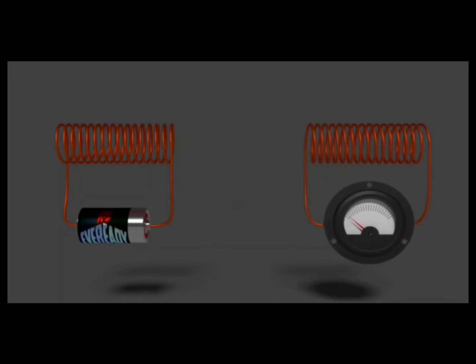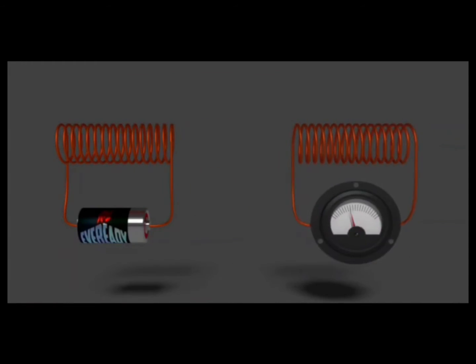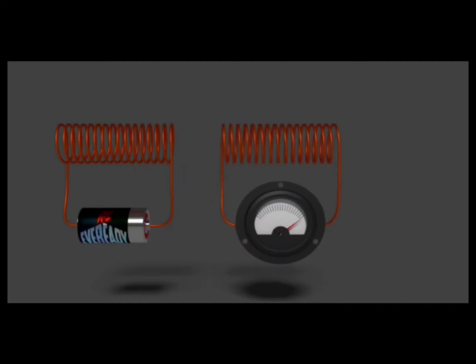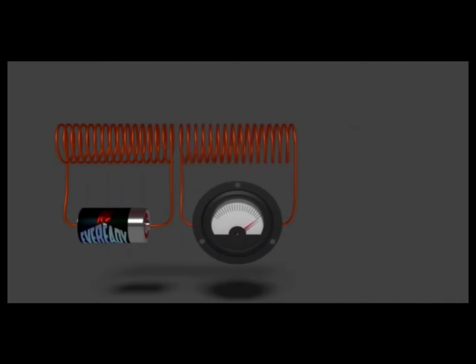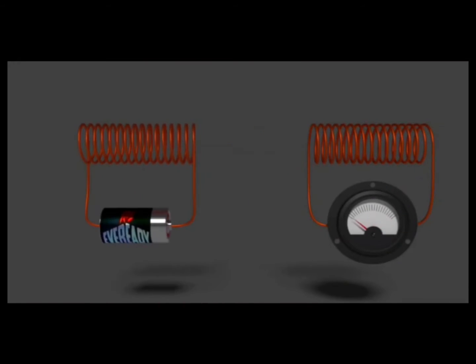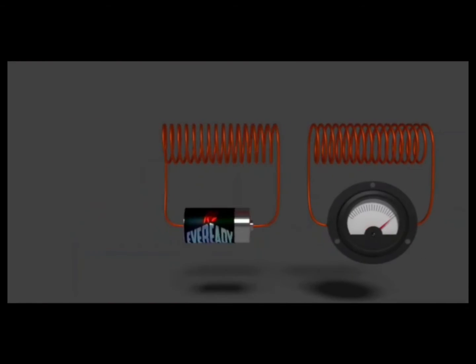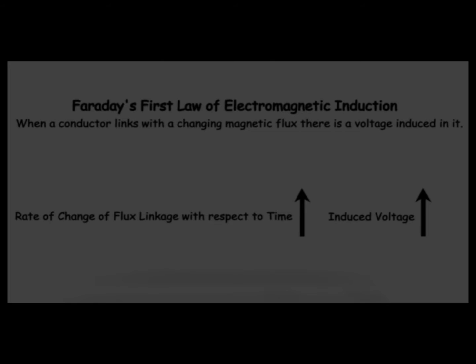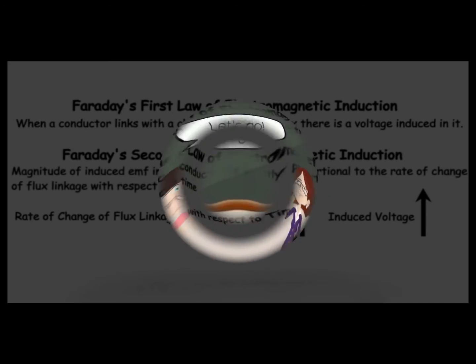Okay, now we move the second coil faster inside the influence of the magnetic field. We see that the faster the movement, the faster the deflection of the pointer. The same thing happens when we move the first coil faster. Therefore, as the rate of change of the flux linkage increases, the induced voltage increases. This fulfills Faraday's second law of electromagnetic induction.